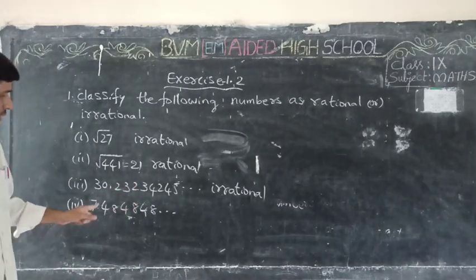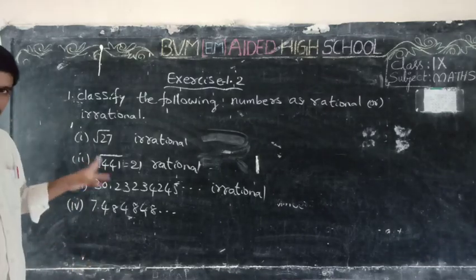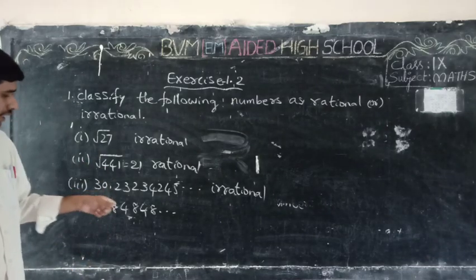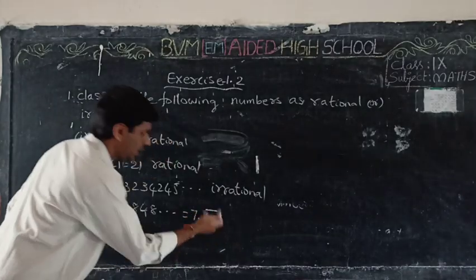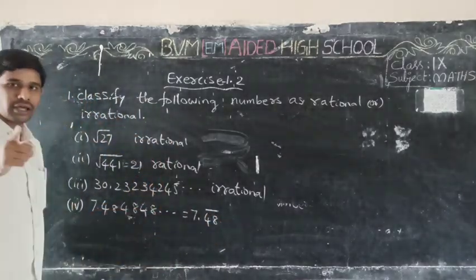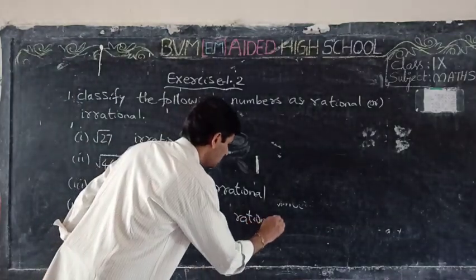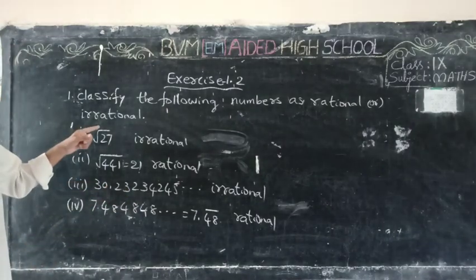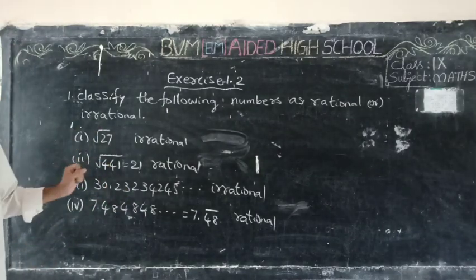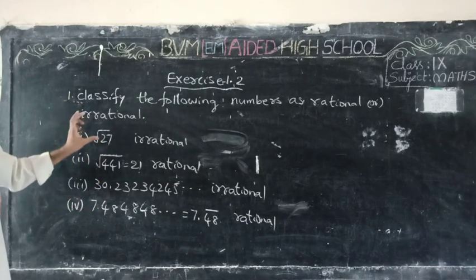Next, 7.48484848 and so on. That is, it is a non-terminating recurring decimal. What is recurring here? 7.48 bar. 48 is recurring. So a non-terminating recurring decimal comes under rational numbers. So the remaining problems you can solve on your own. By the definition of rational and irrational numbers, we can solve these classifications.